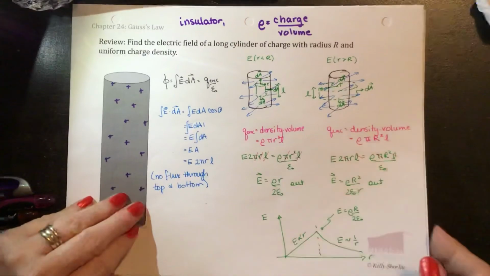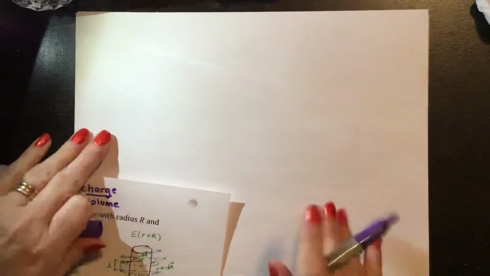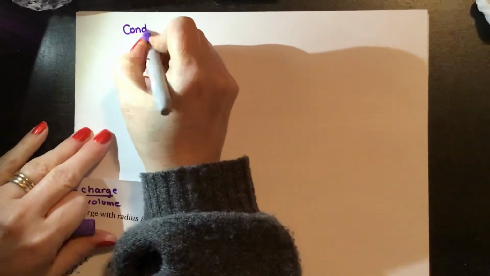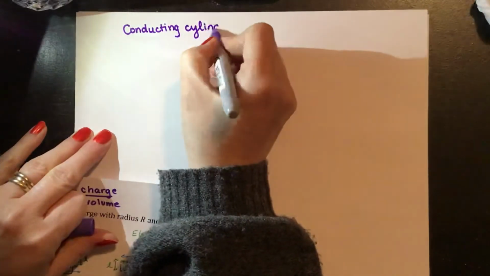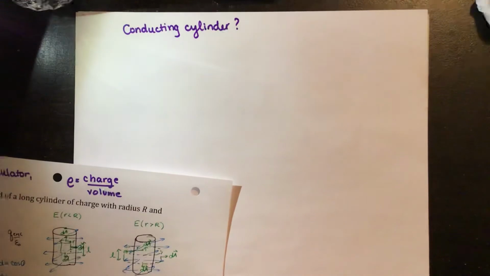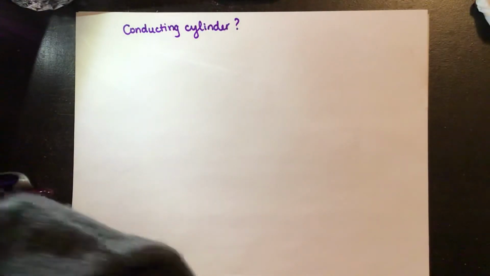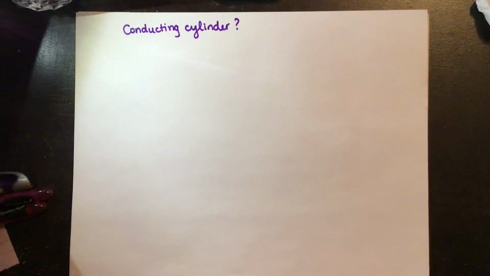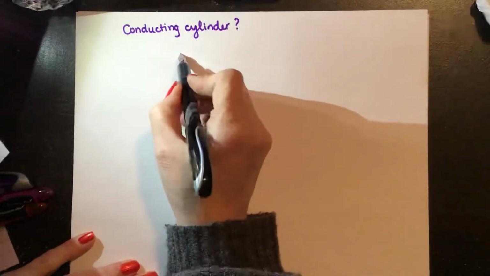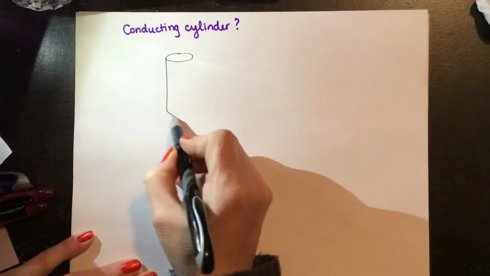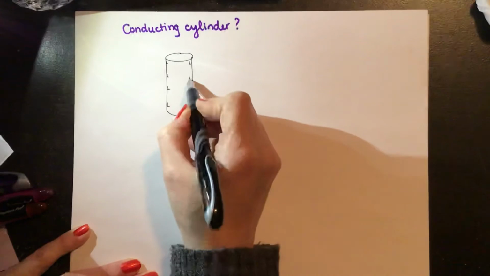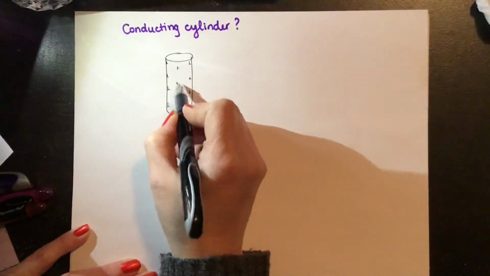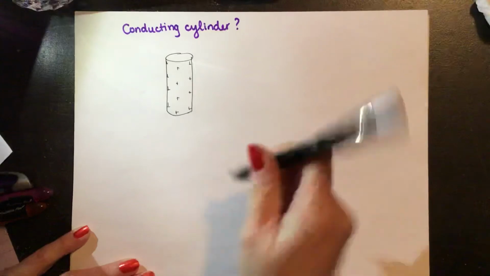What if the cylinder was a conductor? So with our conducting cylinder, what we know is that all of the charge is free to move. Because it's free to move, it's all going to move to the surface of the conductor. Okay, I hope that's clear. It's a little bit hard to draw.